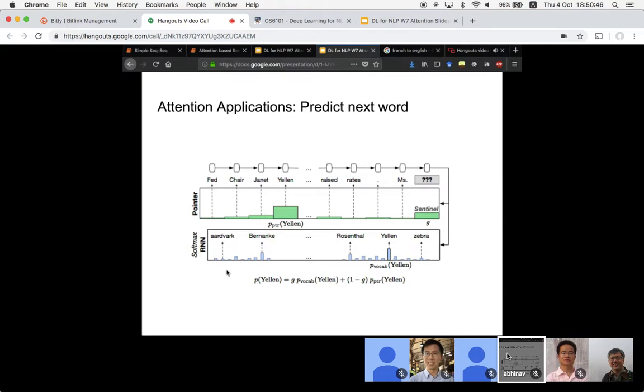Actually, in this case, I'm talking about predicting the next word, so it's not translation. Standard. Yeah. So I got lost. Sorry, this blank was the thing that you had.